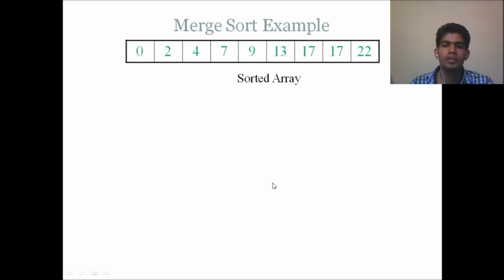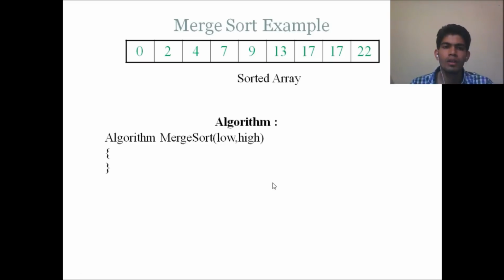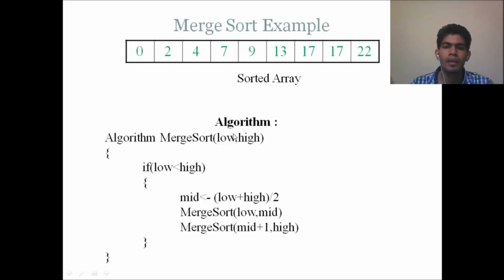Now let us discuss the algorithm of this merge sort. The algorithm has two parameters, low and high. If the value of low is less than high, then get a middle element to partition this array. Then apply merge sort on the first half of the partition, that is the first subarray, and apply merge sort on the next partition, that is the second subarray. Now after you have applied the merge sort, you get the sorted arrays out of it. Then merge these two sorted arrays to get the main sorted array.